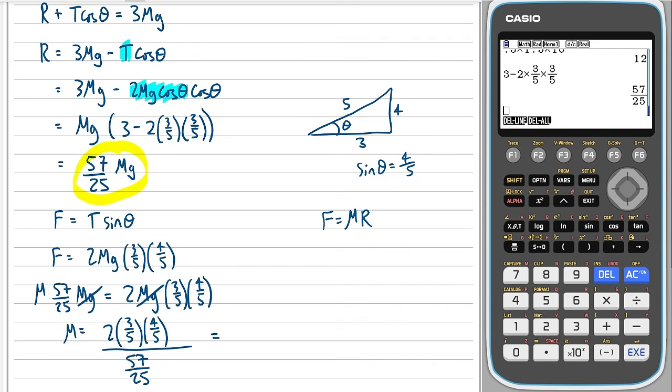So to the calculator we go, and we have 2 times 3 over 5 times 4 over 5, all over 57 over 25, and we get 8 over 19. Fantastic.